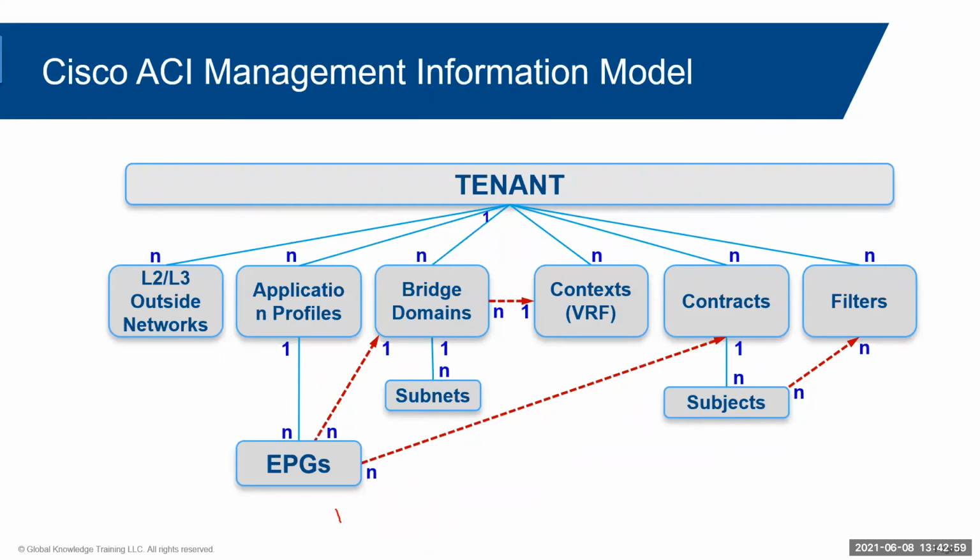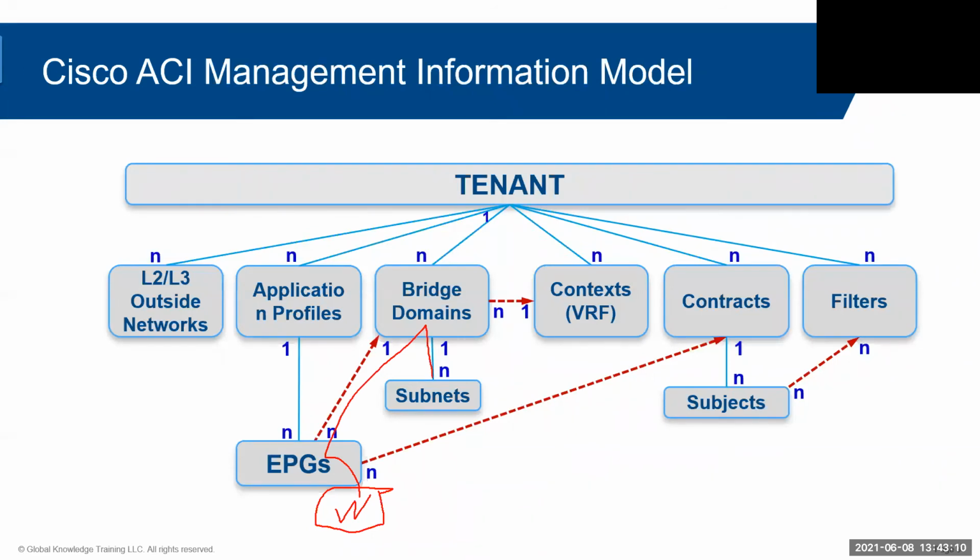So if I have a Windows machine, I put it in an endpoint group that's in a bridge domain that connects to a subnet. That's the default gateway. It's fault tolerant and reliable.